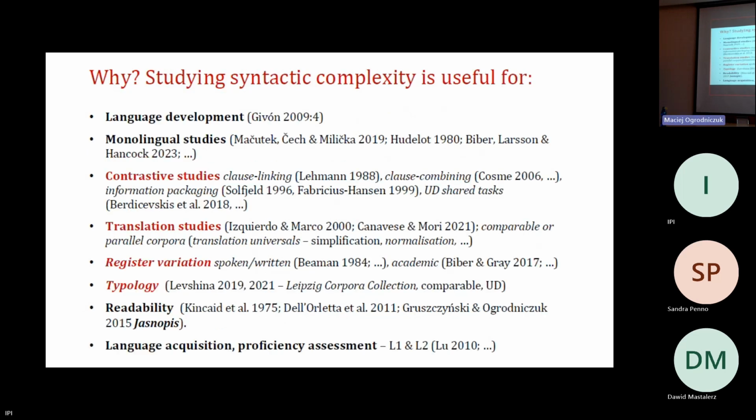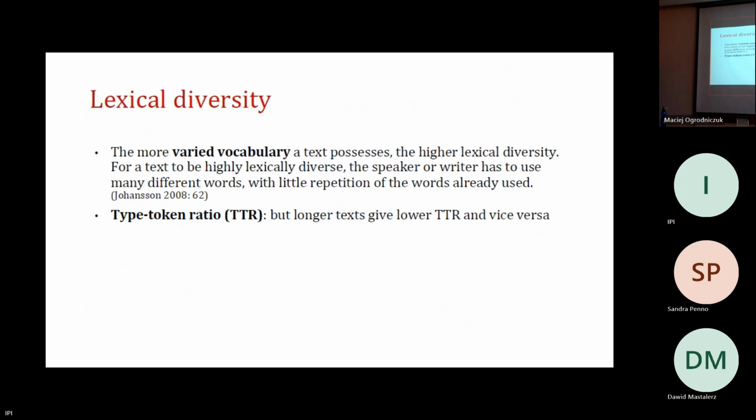So again, why? It's useful for contrastive studies, so it's something maybe typological, even translation studies. It's also interesting for exploring register variation within one language and for typology, so these two are related. So this is our primary focus: contrastive and translation. So that was syntactic complexity.